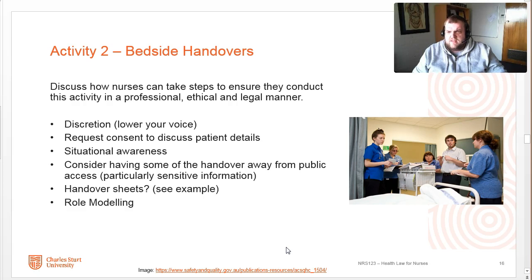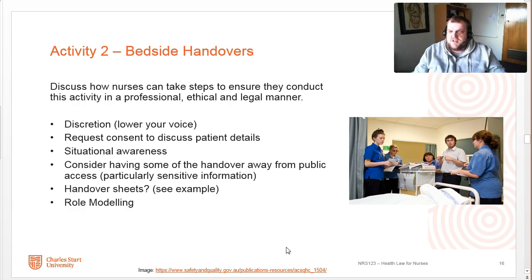I've suggested things like discretion, lowering your voice and not speaking particularly loud, and requesting consent to discuss patient details. So you might start off the handover with, we're just going to do handover here, I'm just going to hand over to Jane. You're happy that I talk to her about your care? Including that consent, and then limiting your discussion to what you've had consent for.